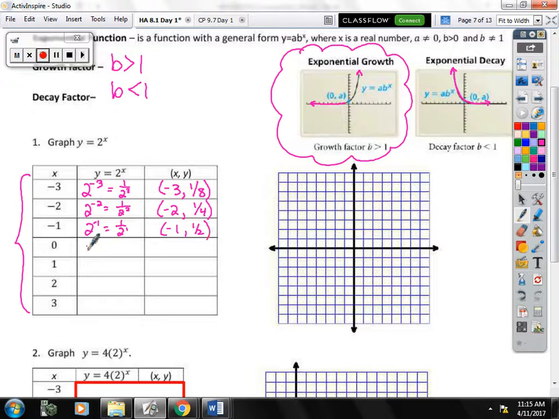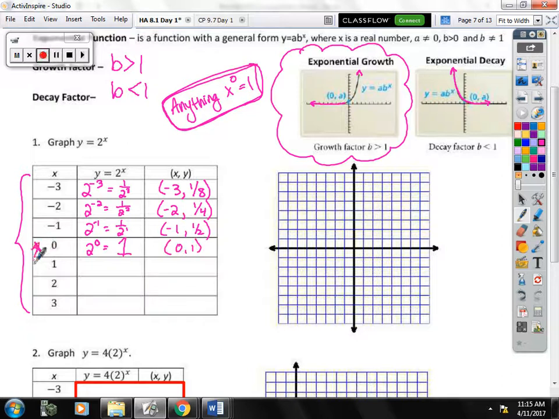What would 2 to the 0 be? Anything to the 0 power is? No, 1. Say x to the 0. Any value to the 0 power is always 1. That was one of our exponent rules. So that'd be 0, 1.